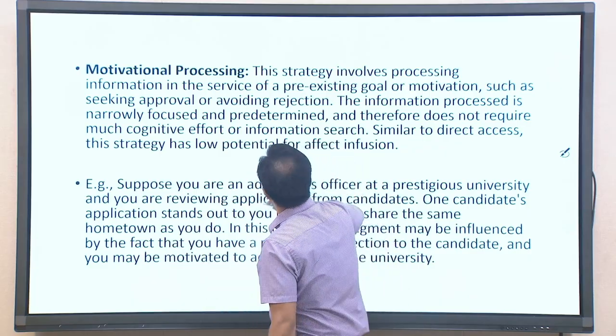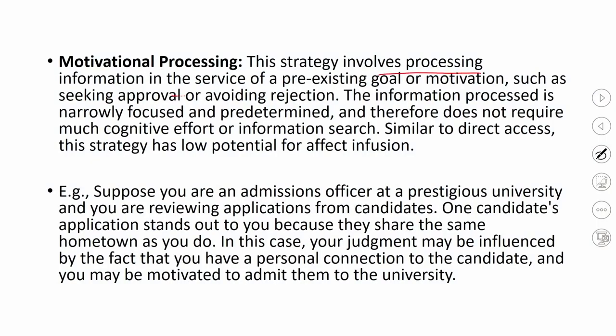For example, this strategy involves processing of information in the service of a pre-existing goal or motivation, such as seeking approval of or avoiding rejection. So, you have some motivational processing, you are taking decisions based on some motivation that you have. So, the decision is mostly motivational, you have some already existing motivation. The information processed is narrowly focused and predetermined. You do not process much because you have already some motivation to decide in some ways. It is already kind of motivation is deciding that. So, not much cognitive effort is required, and it does not require much information search.